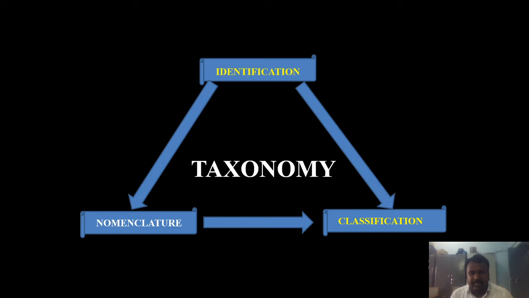Let us come to the basic aspects of taxonomy. There are three major aspects of taxonomy. Number one is identification, two is nomenclature, and the third one is classification. All three aspects of taxonomy are interrelated with each other. So there is a relation between identification and classification, identification and nomenclature, and nomenclature and classification, and also classification and identification, vice versa.